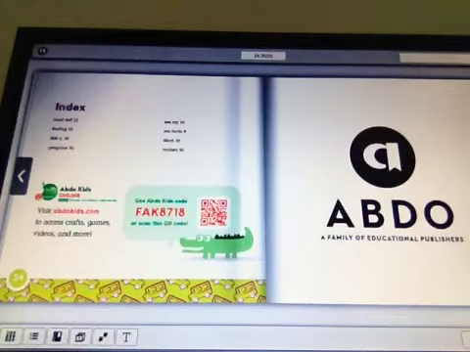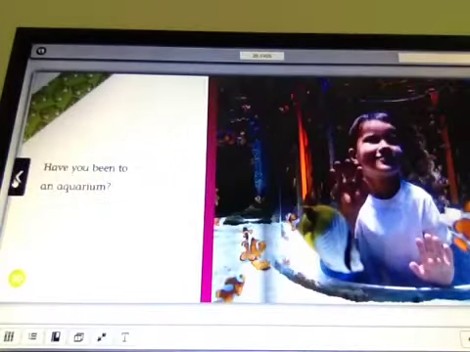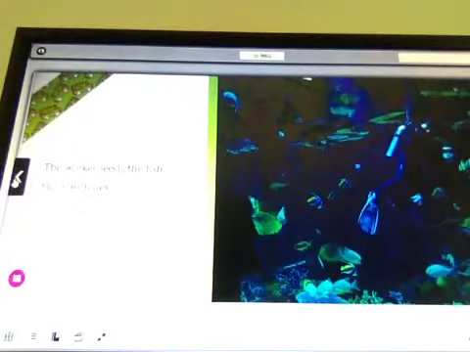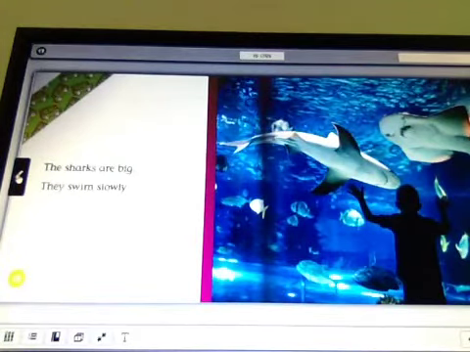So I hope that you enjoyed this book. I hope that you see how important the photographs are to understand the text. So when we go back through it, we can see how big a shark is, because the illustration or the photograph shows us a child close to a shark. And we know how big a child is. You think about how big you are and how big the animal right here is. It looks pretty large, doesn't it?